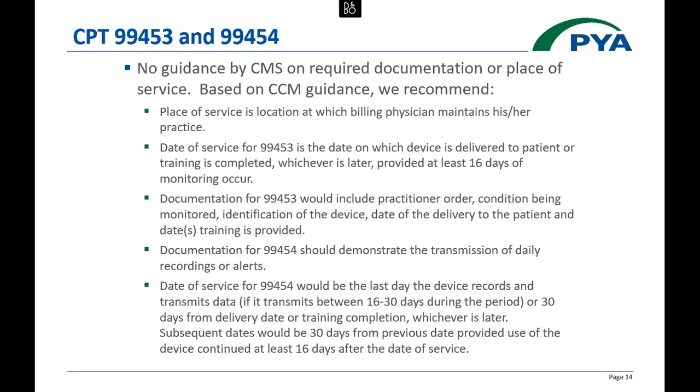The date of service for 99454 would be the last day that the device records and transmits information if it is between 16 and 30. If it goes for the full 30 days, then it would be 30 days from the delivery date or the date that the training was completed, whatever day you use to bill that 99453. And then subsequent dates would be 30 days from that previous date, as long as, again, you have those 16 days of service. So remember, 16 days of service is going to be a common theme that we see through all of these.